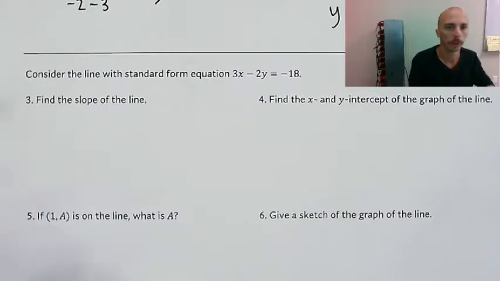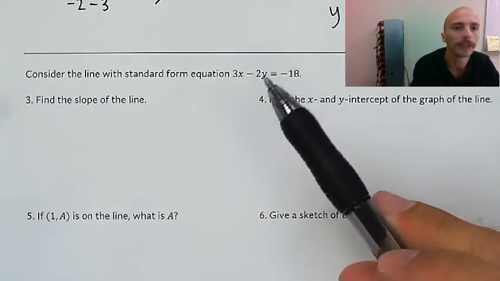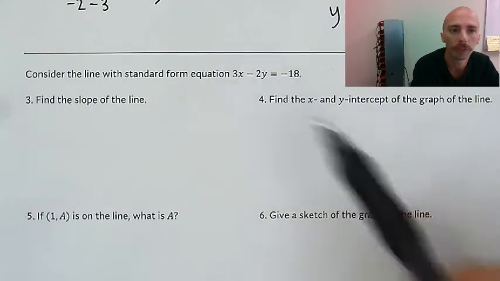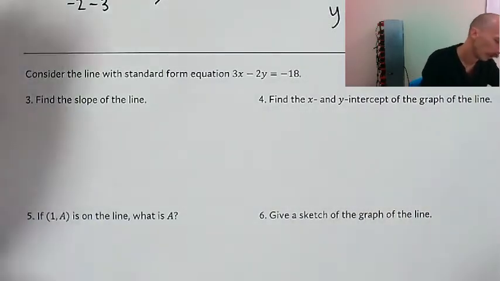Right, now we're going to consider a line where they give us its standard form equation. So that's 3x minus 2y equals negative 18. So we're going to find the slope of the line, and if you just have a formula for that ready to go, then you can just go ahead and use that formula. What I'm going to do is I'm going to work this around to y equals mx plus b, because I know eventually I'm going to have to find the y-intercept, and that'll show me the y-intercept. So, all right.